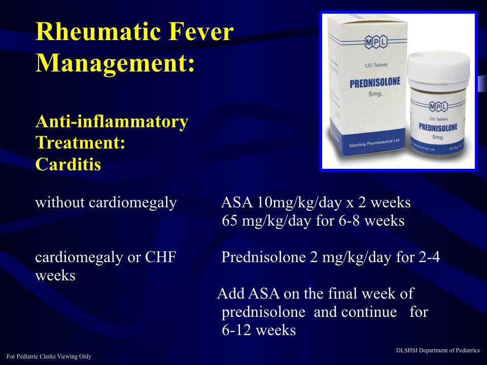Then for those with carditis without cardiomegaly, ASA for 2 weeks, then 65 mg per kilogram for 6 to 8 weeks. Then for cardiomegaly or congestive heart failure, the choice is prednisolone, 2 milligrams per kilogram for 2 to 4 weeks, then add ASA on the final week of prednisolone and continue for 6 to 12 weeks.